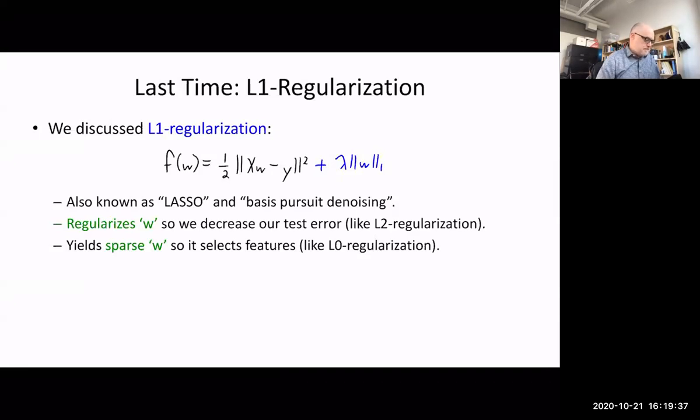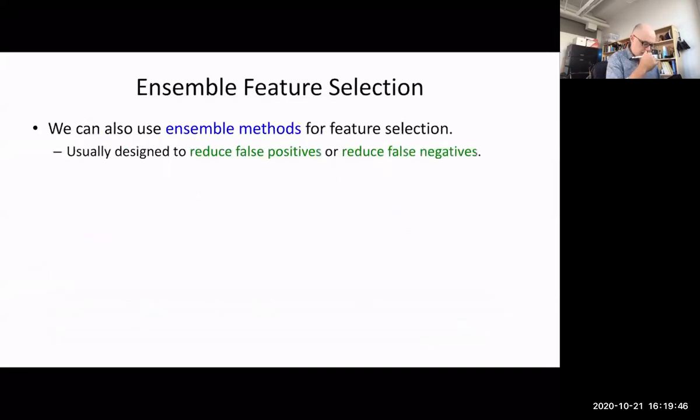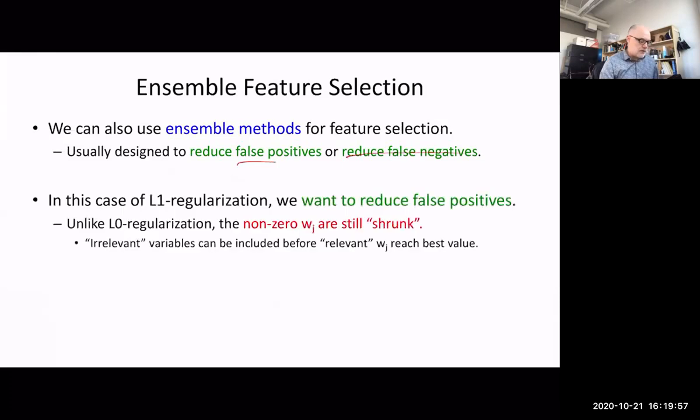Okay, cool. So we just talked about lasso, so we don't have to do that again. It's convex and fast. The solution is not unique. It's prone to false positives. Equivalently, we talked about ensembling before, so we can also ensemble for feature selection. You usually do this to reduce false positives or reduce false negatives. In the case of L1 regularization, we want to reduce false positives. Unlike L0 regularization, the non-zero parameters are still shrunk.